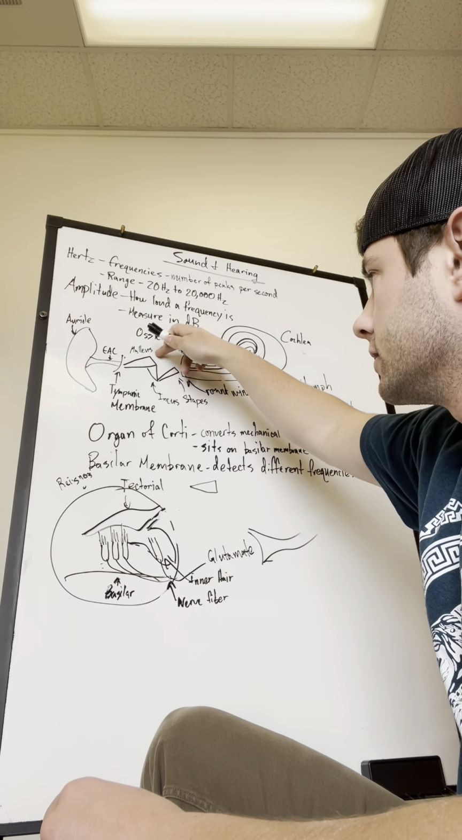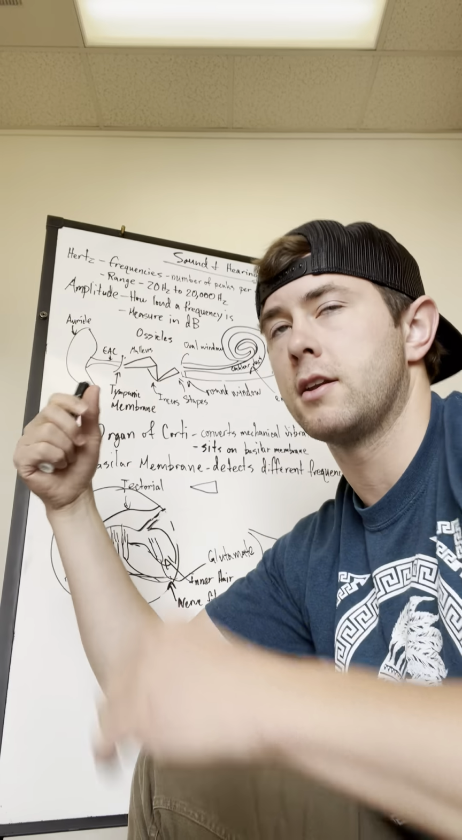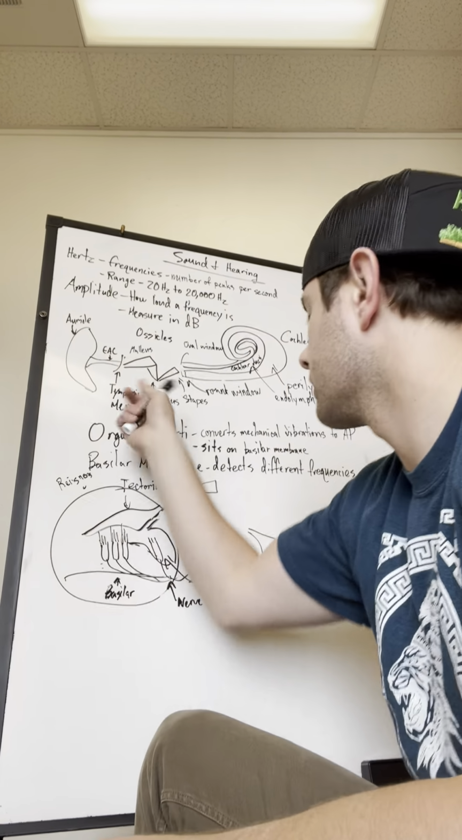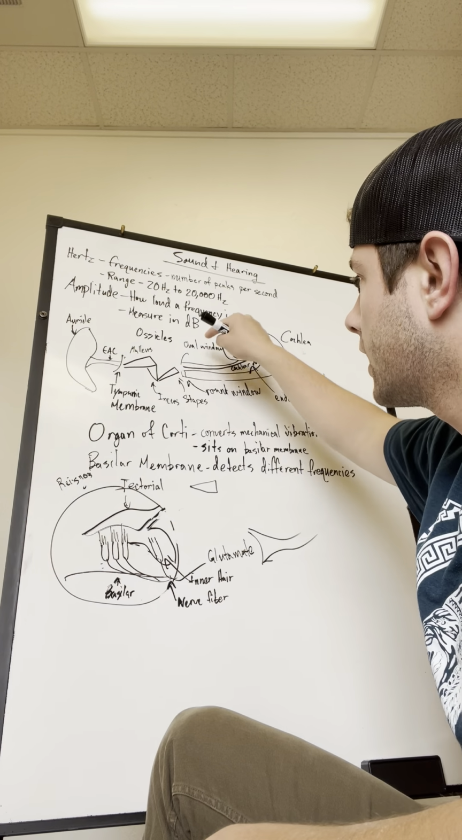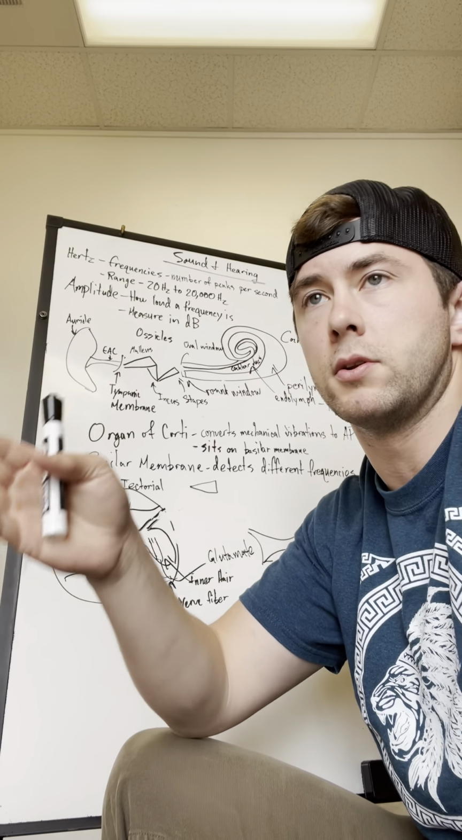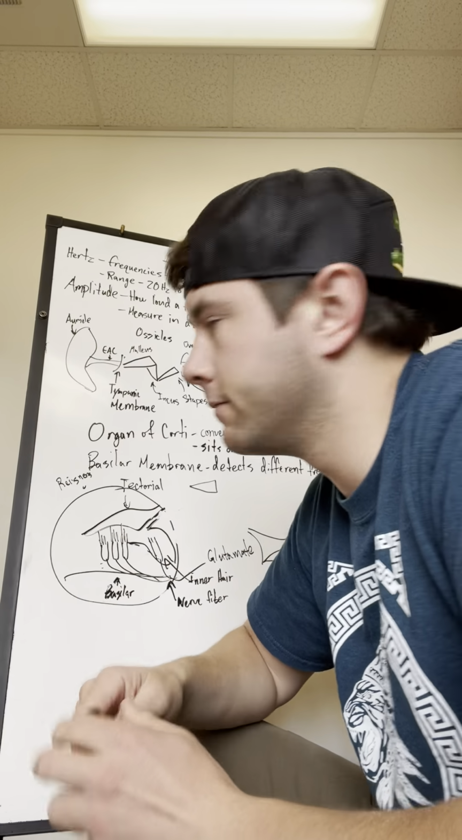So the malleus is your first one, then your incus, and then your stapes, and they kind of hinge a little bit such that they amplify the frequency that they're receiving from the tympanic membrane. So the stapes will attach to something called an oval window, and the oval window is the border between your middle ear and your inner ear and the cochlea.